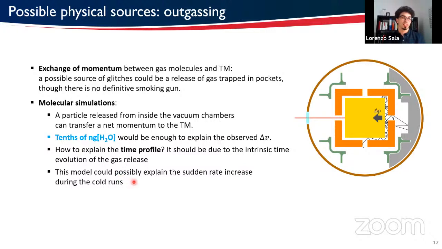And another thing of this model is that this could possibly explain the sudden rate increase during the cold runs, because the gas could be released by mechanical deformation or by mechanical stressing. Mechanical stress is being released, and so it could possibly explain the sudden rate increase.